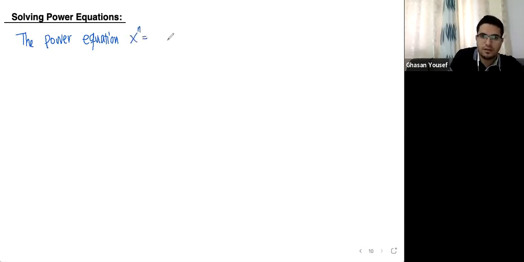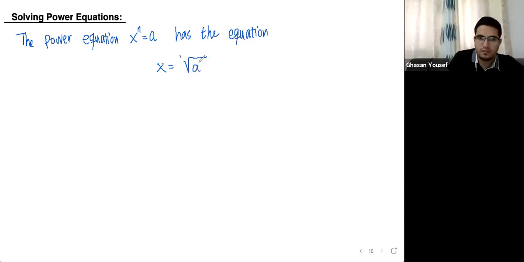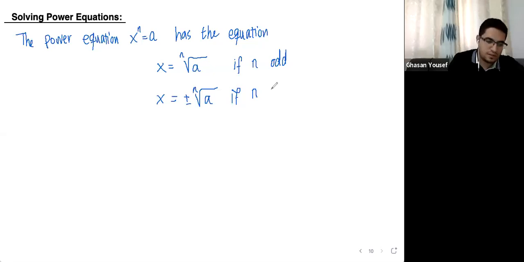The power equation x raised to the power n equals a has the solution x equals the nth root of a if n is odd, and x equals plus or minus the nth root of a if n is an even number. And here a must be positive or 0.